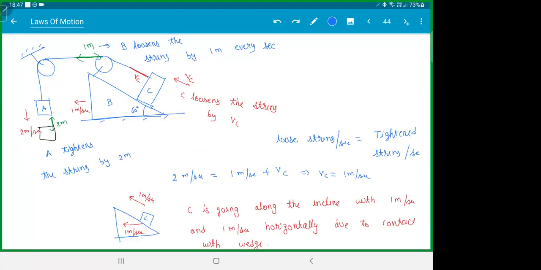What you're saying is true. There is a possibility it can fly. We will do that kind of questions also. What is the acceleration of the wedge if C loses contact? But let's assume there's a contact here. All clear with this? Please check it out.